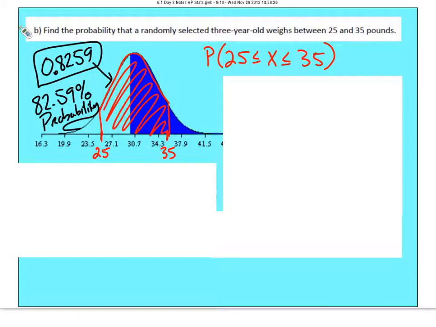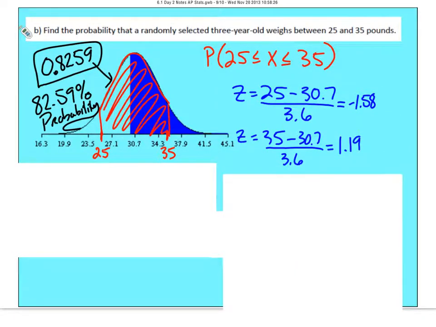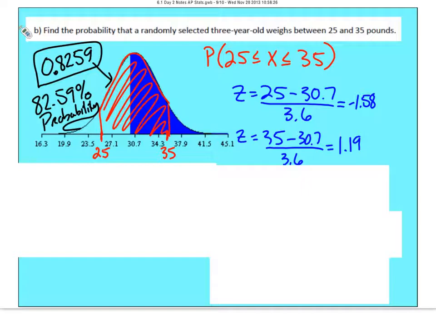If we use the table, I would want to convert and standardize these statistics to their z-scores so I could actually compute their appropriate z-scores. So what we have is negative 1.58 here and positive 1.19 here. How would I find that probability? Well, I would use the table, find the z-score for this and the probability, find the z-score and this is the probability, and I'd subtract the little tail from the big answer here.